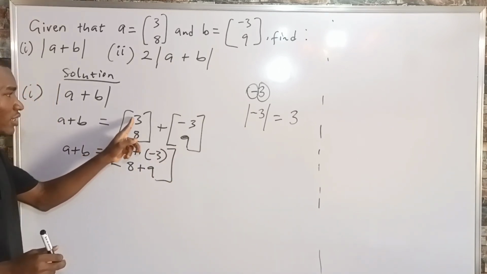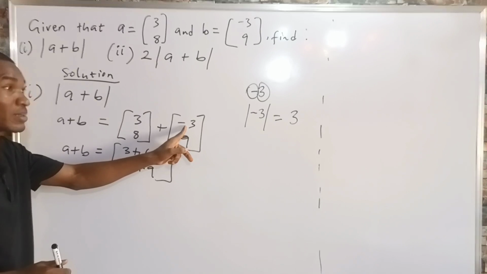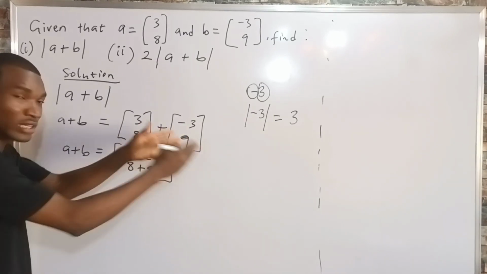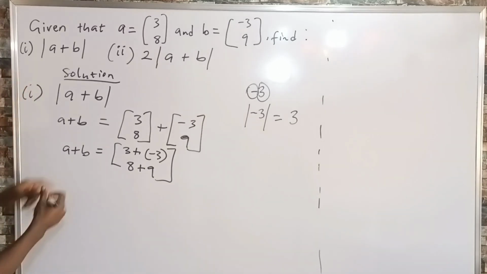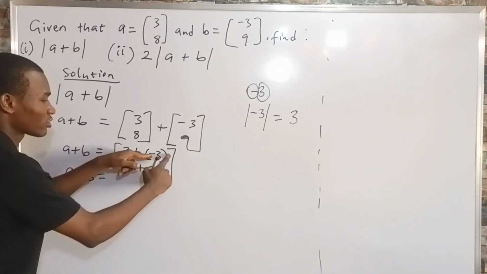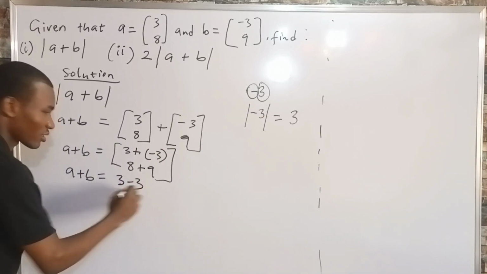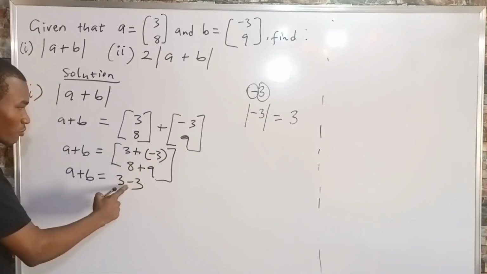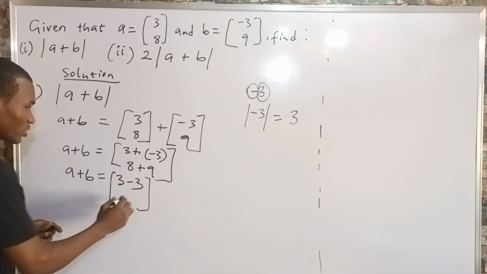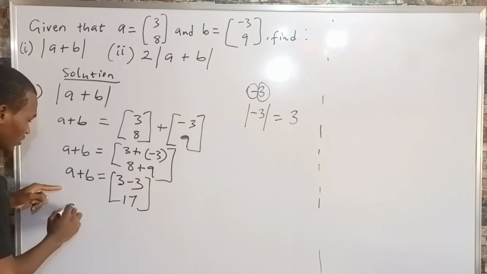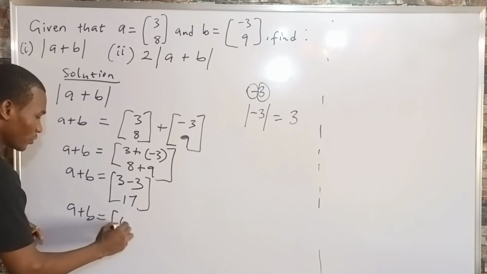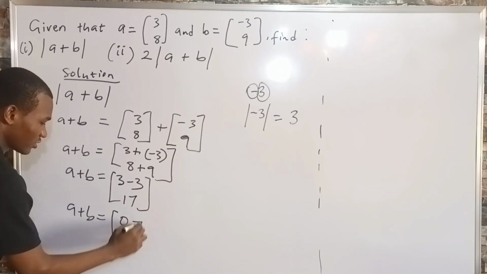If you have 3 here, let it be added to the other 3 in the same row and column. If you have 8 here, it should be added to the entry in the same row and column in the other matrix. That is how to add matrices. So we then have that A plus B is equal to 3 plus negative 3, which is the same thing as saying 3 minus 3, because plus multiplied by minus is minus, then 3 minus 3 gives us 0. Then we have 8 plus 9, and 8 plus 9 should give us 17. Such that we have matrix A plus B as 0 and 17.